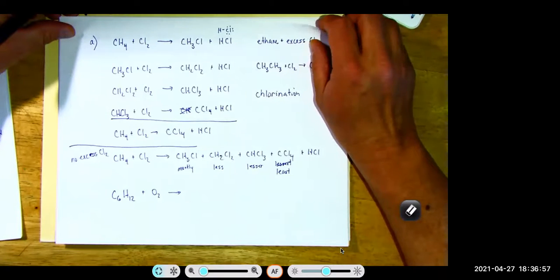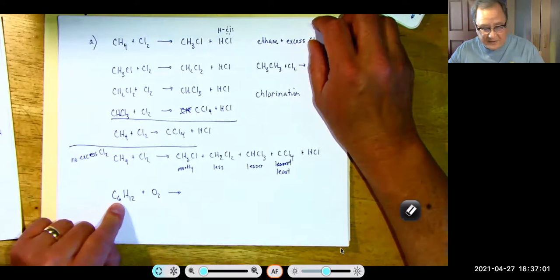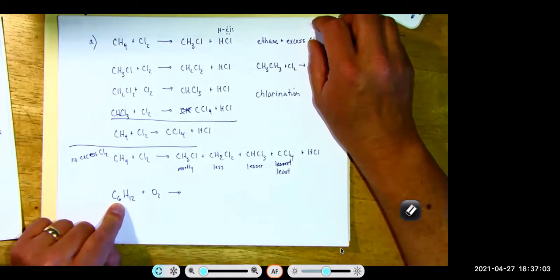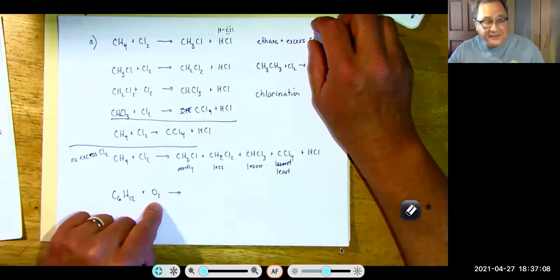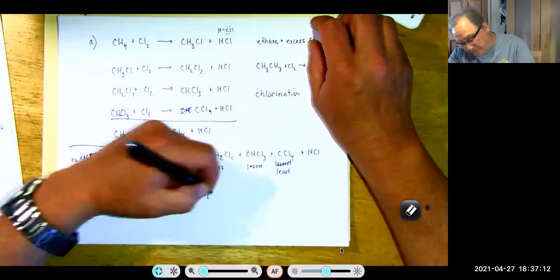Only some of it? We have excess oxygen. Will all of this react or some of it? Some of it? No, all of it. Excess... I mean, all of it. Sorry. Yeah, O2 is in excess. So we're going to get only CO2 and H2O.